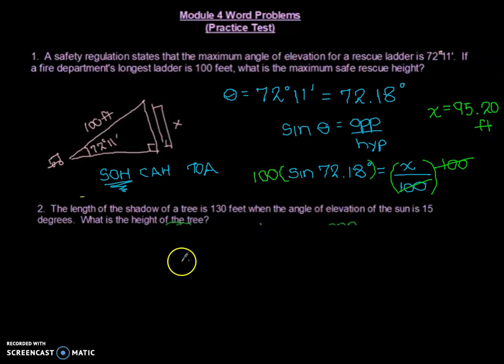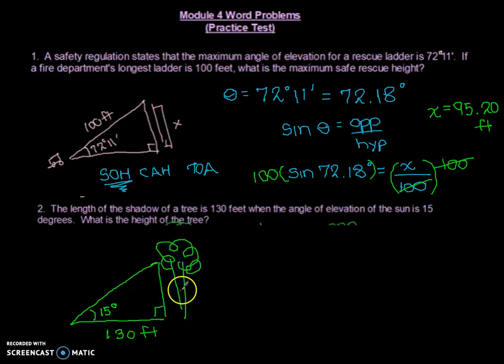All right, so for number 2, we're going to draw this out. So the length of a shadow of a tree is 130 feet. So remember that shadows are on the ground, 130 feet. The angle of elevation, which we know is the angle here, would be 15 degrees. And they're asking for the height of the tree. So they're asking for the height of this tree.